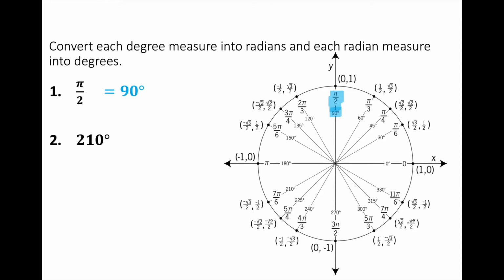Let's get a little more practice here. I've got 210 degrees. So for 210, all I'm doing is going to my unit circle, looking for the 210. That is 7 pi over 6. So my answer is 7 pi over 6.